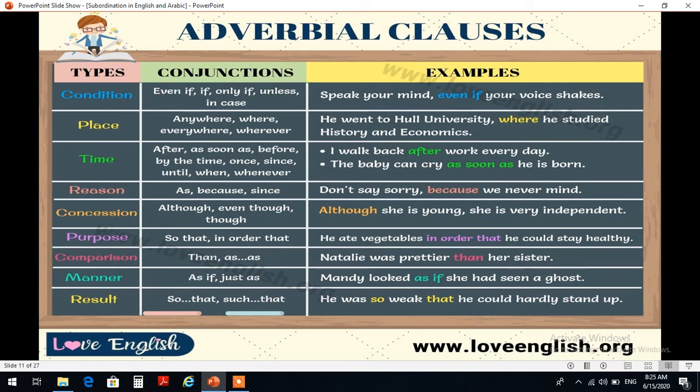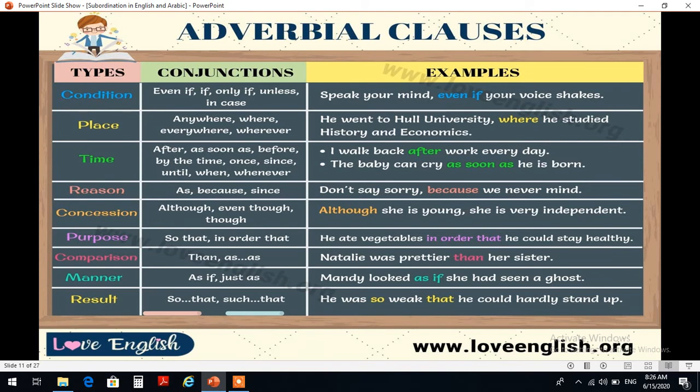Number 2, place, or we call it adverbial clauses of place. For example, anywhere, where, everywhere, wherever. If we say, for example, he went to Hull University where he studied history and economics. The third is an adverbial clause of time. For example, the subordinating conjunctions signaling time include after, as soon as, before, by the time, once, since, until, when, whenever. I walk back after work every day. The baby can cry as soon as he is born.